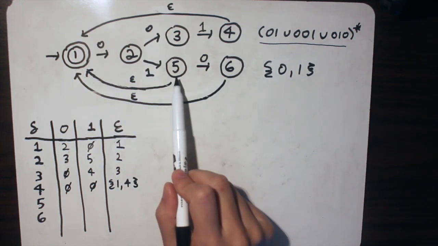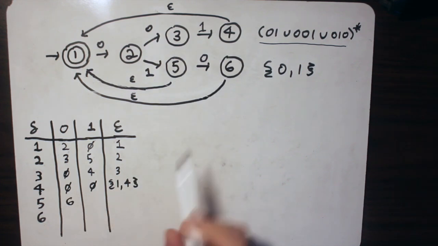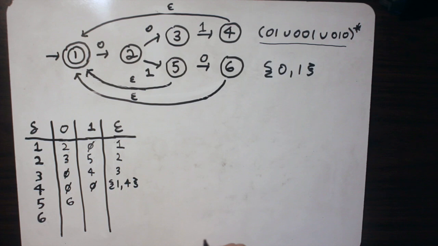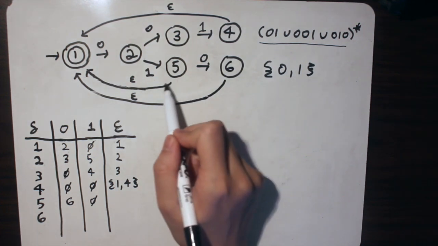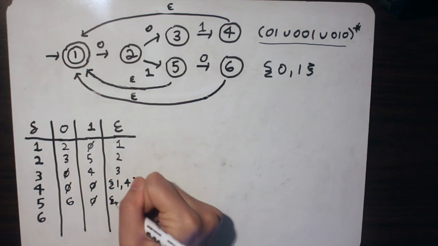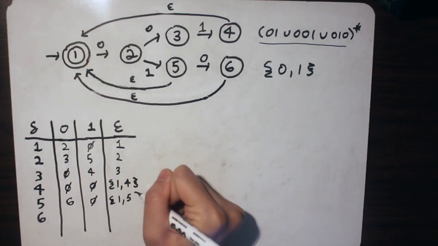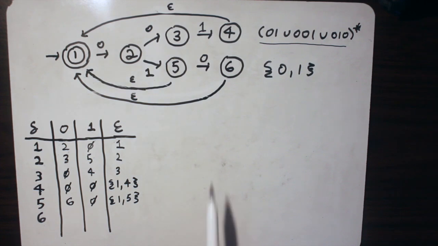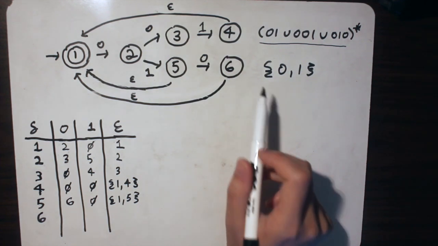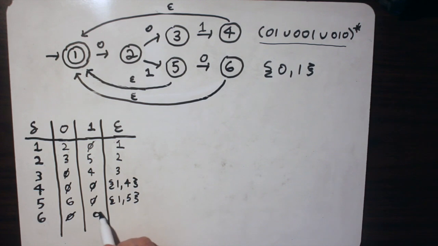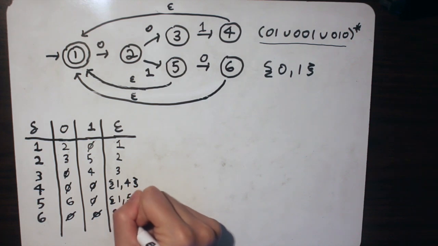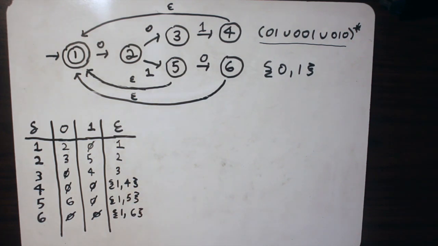Alright, so for 5, on an input of 0, we can go to 6. On an input of 1, we would just remain where we are. There's really no other state we can go to, so I'm going to put an empty set. And then on an epsilon, we can either go to the start state or remain where we are. Okay, so last one, there's no arrow for 0 and 1 taking us anywhere new. So I'm going to put empty set, and then as you can see we can go back to the start state or remain in the state we are currently at. And that is our NFA table.